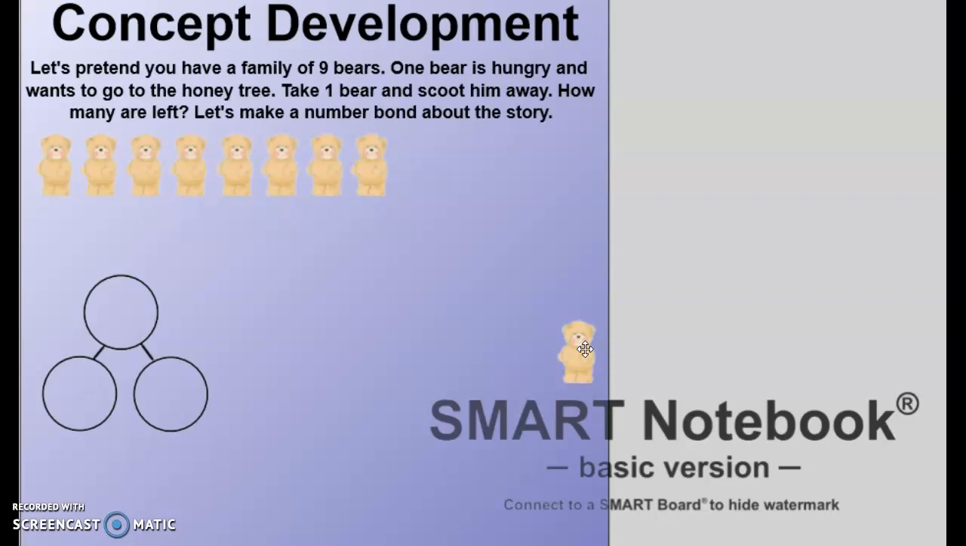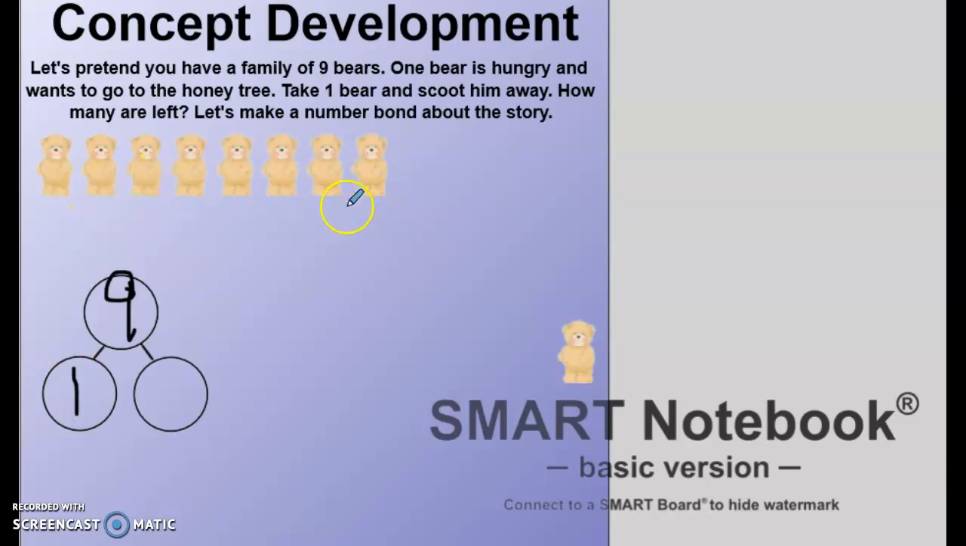Let's make a number bond about our story. And so let's think. We have a family of 9 bears. Is that a part or a whole? Very good. It is our whole. I'm sorry. So we have 9 bears. How many got hungry and walked away? Went into the forest. This one over here. So one is a part. And then how many are in our other part?